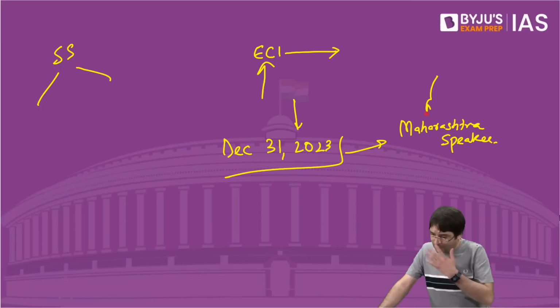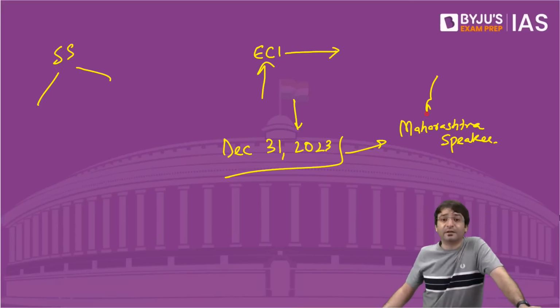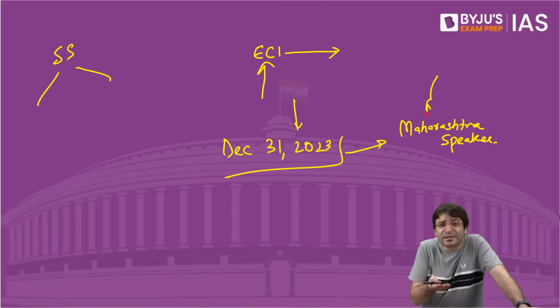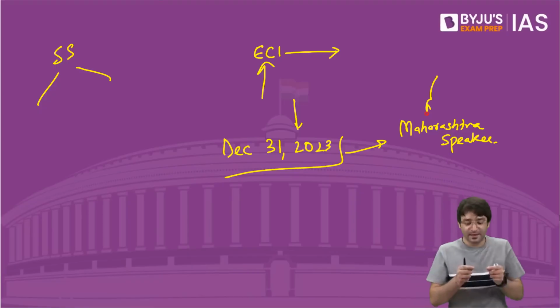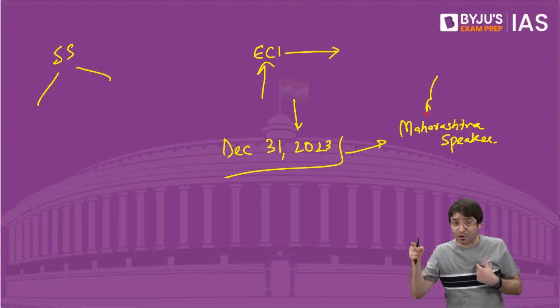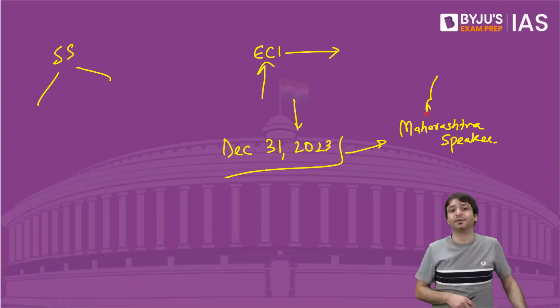Sir, why were Congress MLAs not disqualified after joining the BJP? Where? If it was in Karnataka, if it was in Madhya Pradesh, they resigned. When you resign, you don't need to be disqualified. Listen to me carefully. If I am a member of Lok Sabha, and I resign from Congress and join the BJP, I will be disqualified from Lok Sabha.